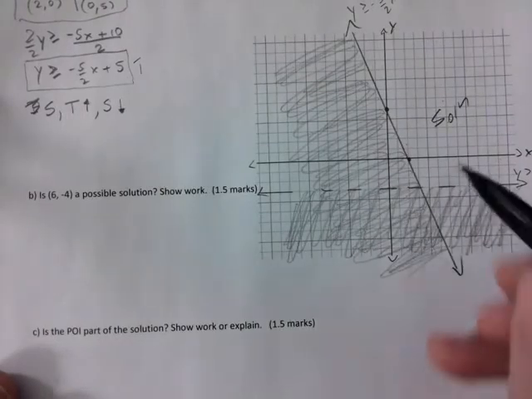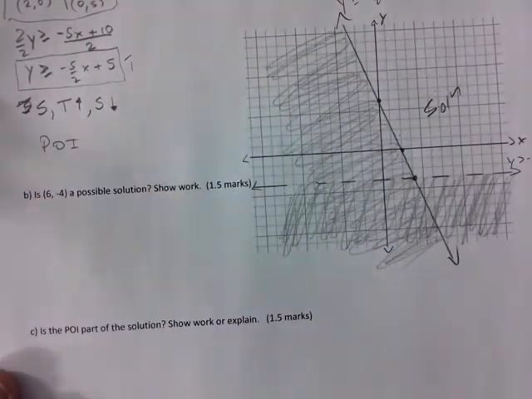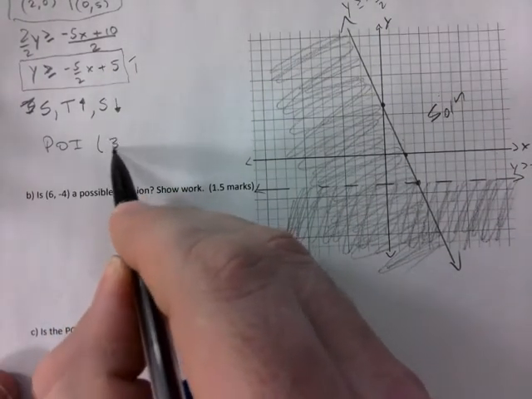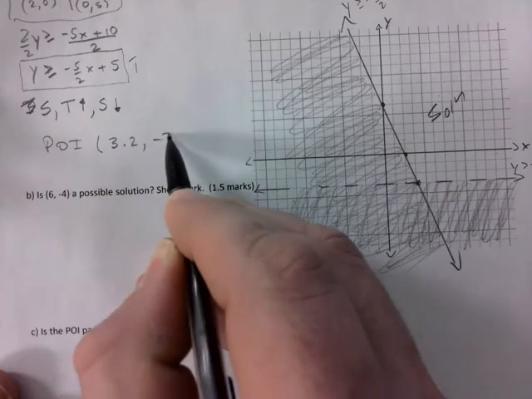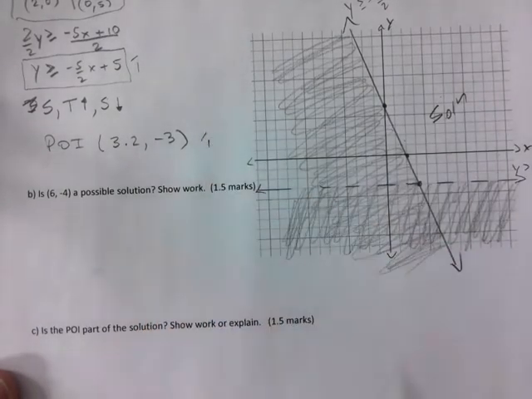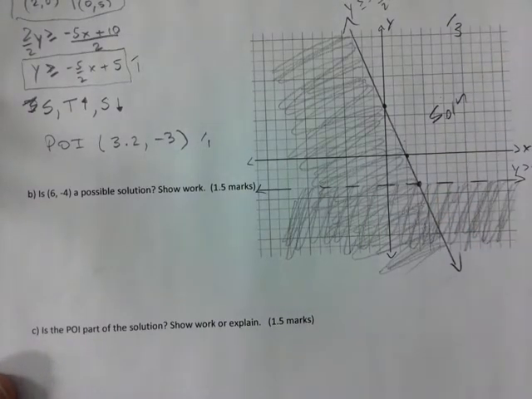And now we need to figure out the point of intersection. So point of intersection, you plug them into your calculator, and that one I'm going to fast forward. Okay? So (3.2, -3) is what you're supposed to get for the point of intersection. 1 mark for that. You got 1 mark for the point of intersection. 3 marks for the graph done correctly. Okay?